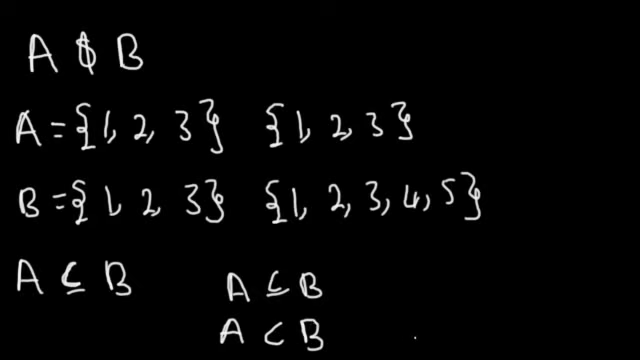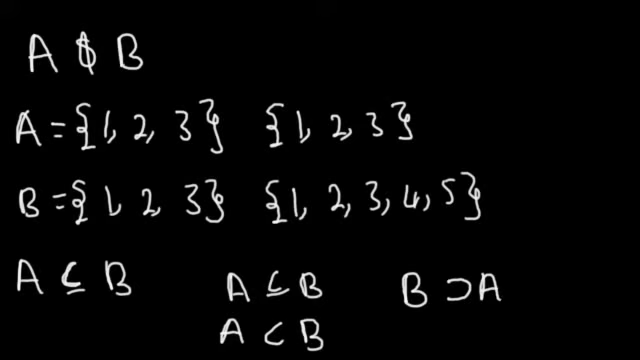Now what if we want to say this the other way around? That is, we want B to be in this place and we want A to be in this place. How can we say that? In order to say this, we can say B is a superset of A. So set B is a superset of set A.